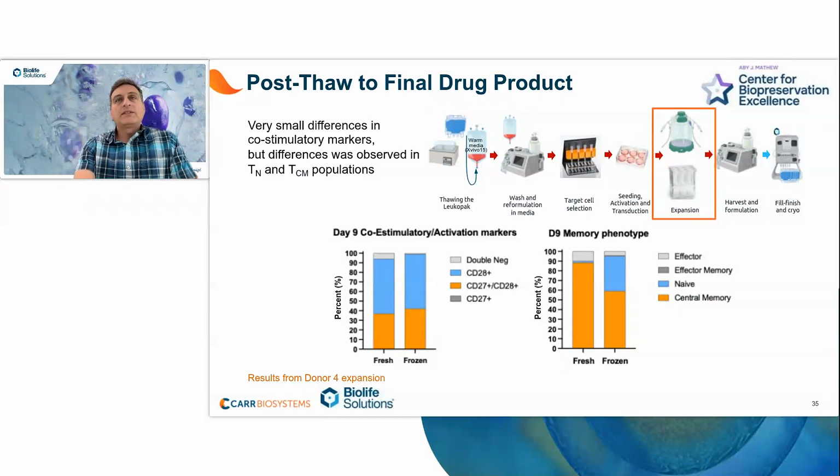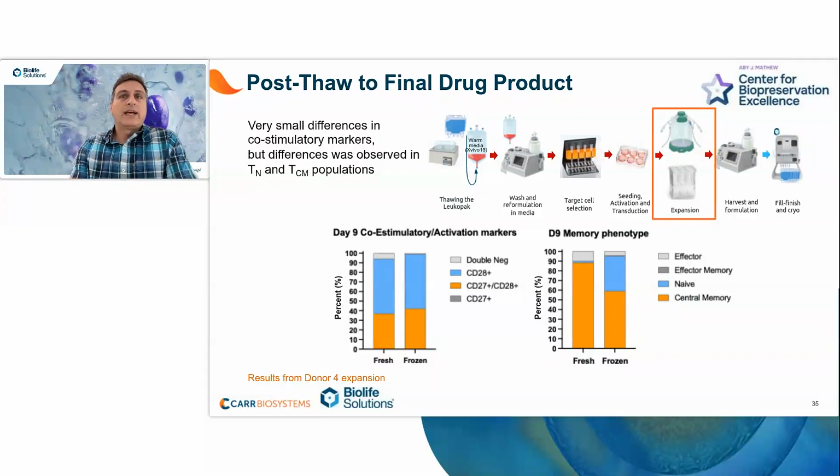So as I mentioned, we did this comparison all the way to day 9, characterizing the cell product for the material that is generated from a frozen cell versus fresh arm. Now, at this point, what we continued on was we took the cells from the frozen arm and we continued that further into further characterization for formulation, cryopreservation, and post-thaw assessment of the final drug product.